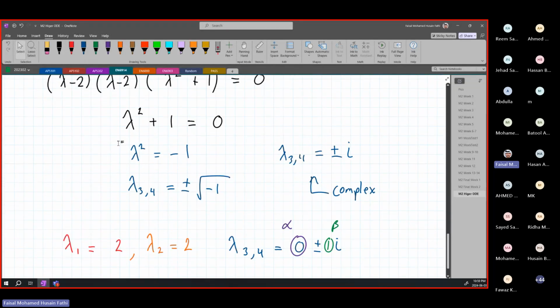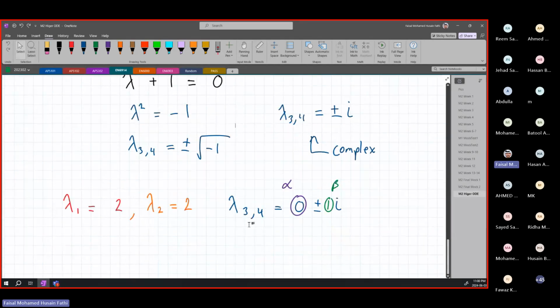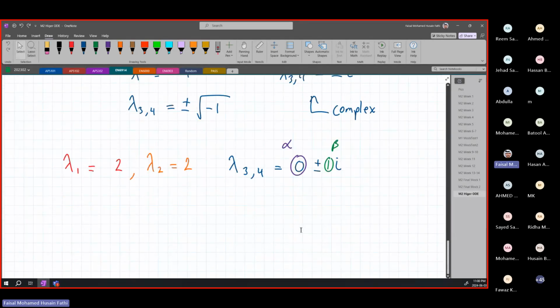So here we were looking for lambda 3, but because this is a square, when we do the square root, we are going to have two roots for a quadratic equation. So that's why it is 3 and 4. Because this was complex, I just kept it as lambda 3, 4. If it was real, I was going to find lambda 3 by itself and lambda 4 by itself. All right, now we can write our general.